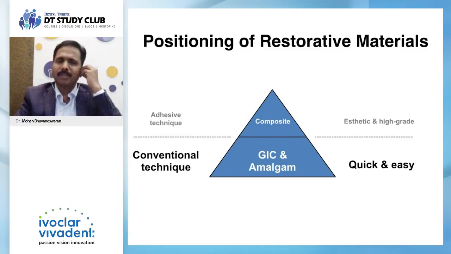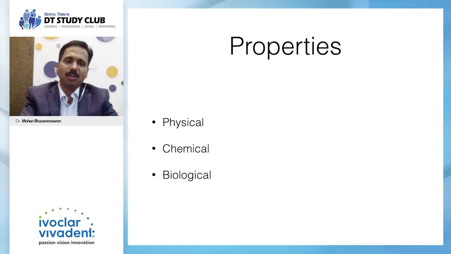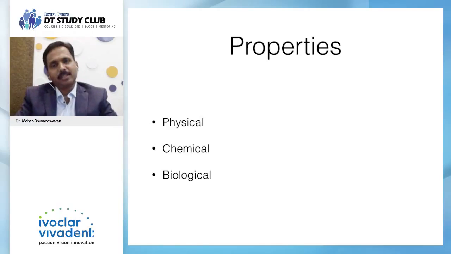That is exactly what I'm trying to tell you: the solution has to be problem based. There are indications for GAC, there are indications for silver amalgam. You cannot say that I'm done with GAC at all. So what are the deciding factors? The deciding factors are physical, chemical, and biological.